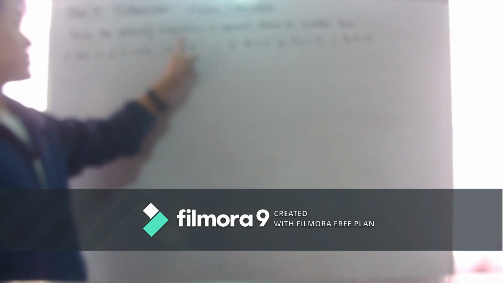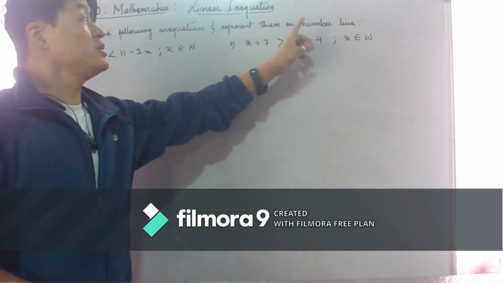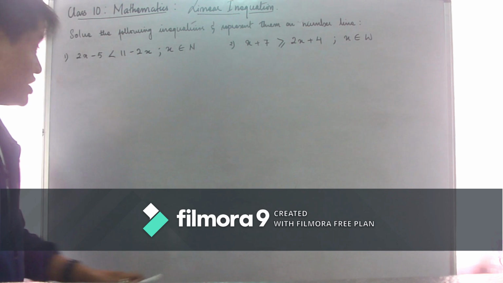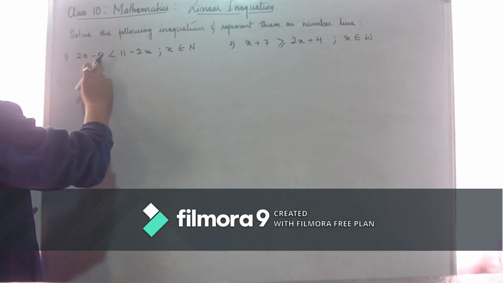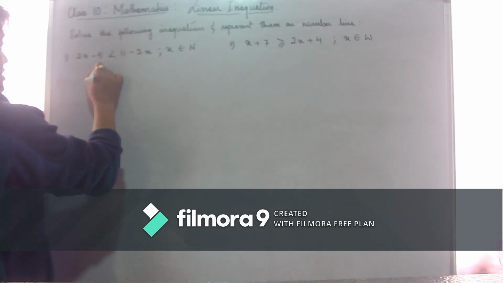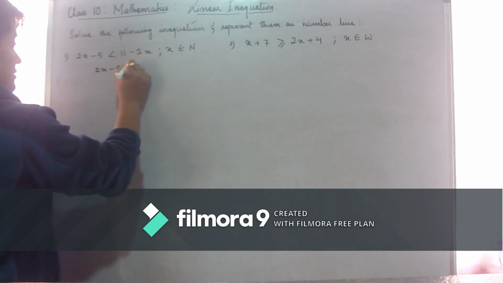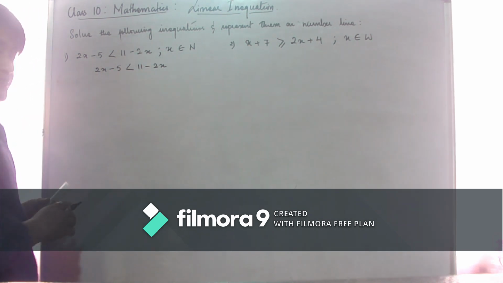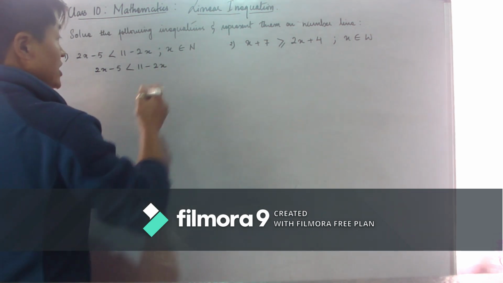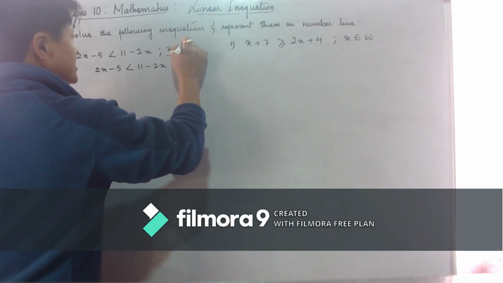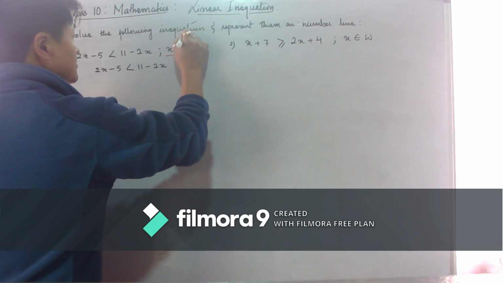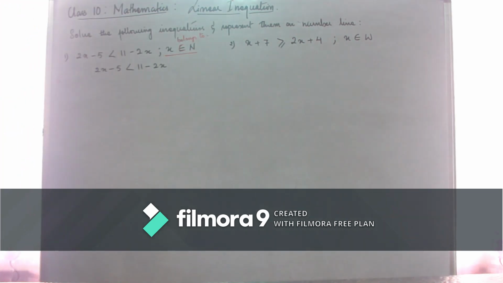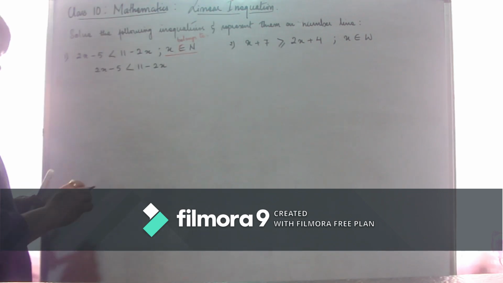Solve the following inequations and represent them on the number line. You have to solve this question and represent it on the number line. So here, 2x minus 5 is less than 11 minus 2x, and x belongs to N. This reads as x belongs to N. N is our natural numbers.